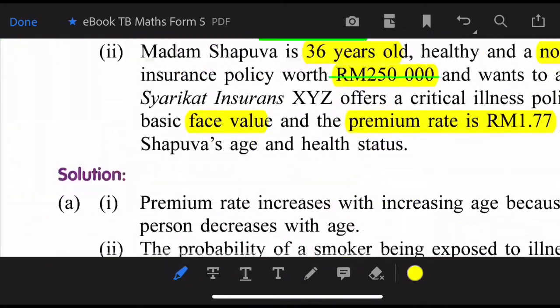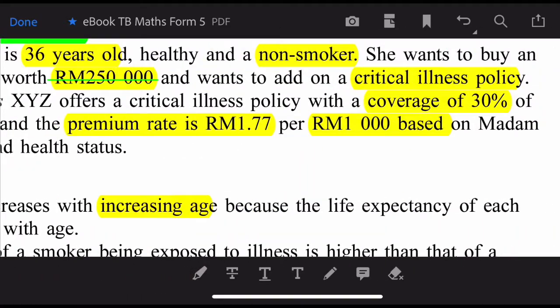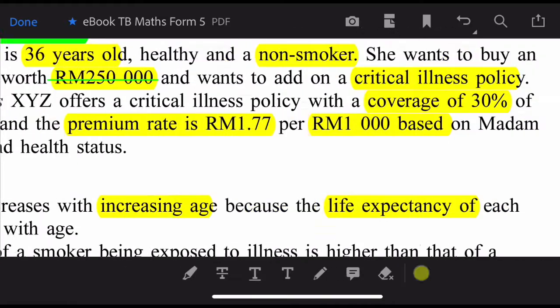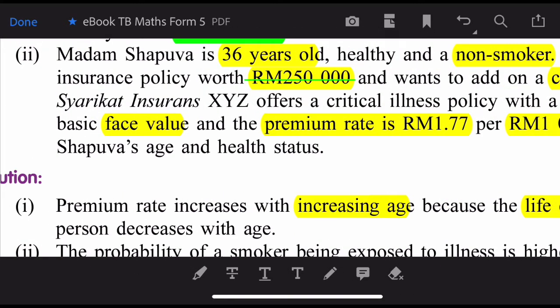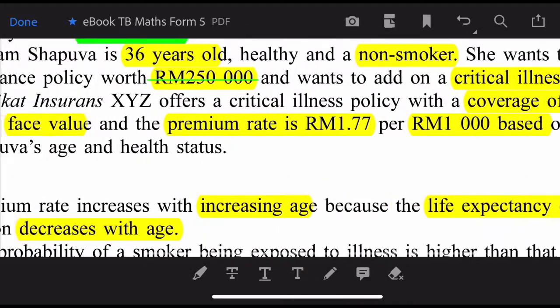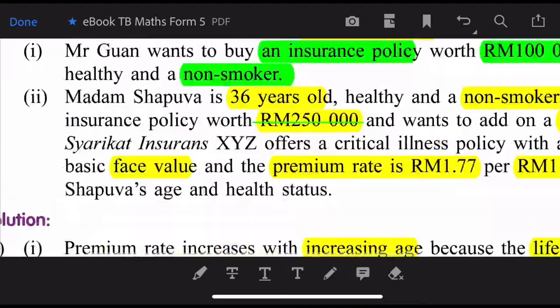Why? So the answer is premium rate increases with increasing age. The reason is because the life expectancy of each person decreases with age. All right, understand? That means when the age increases, the life expectancy of the person decreases with age.